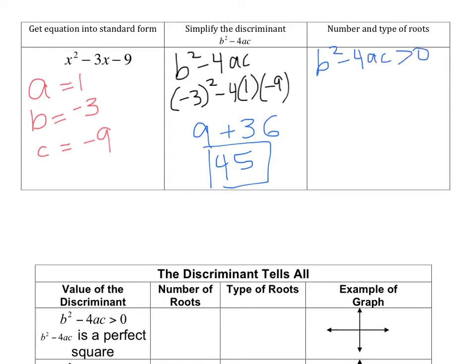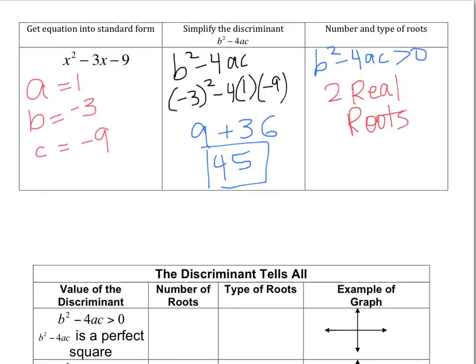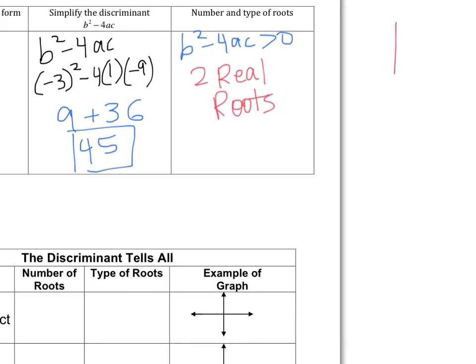So what does that tell you? That you have two real roots. It means if you try to graph this equation, I'm going to find that my graph is going to touch the x-axis in how many points? 2 points.